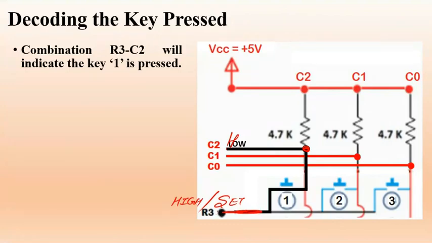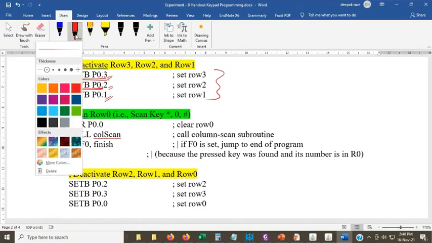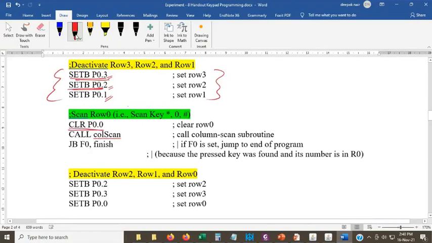What you are doing is making only one of the rows low, so that you can detect the rest of the keystrokes. When this node becomes low, you can say a particular combination of R3 C2 is key number 1 and so on. In this program, three rows have been provided 5 volt or high. That means only row 0 will be scanned. So what we are doing? Clearing row 0 by putting 0 on port 0, clearing row number 0.